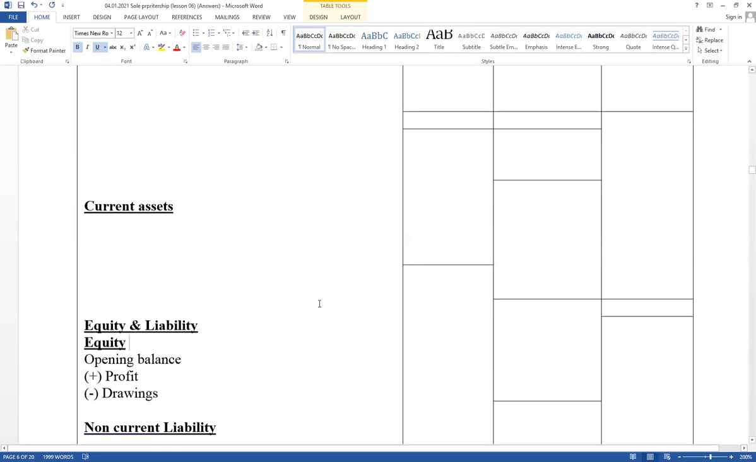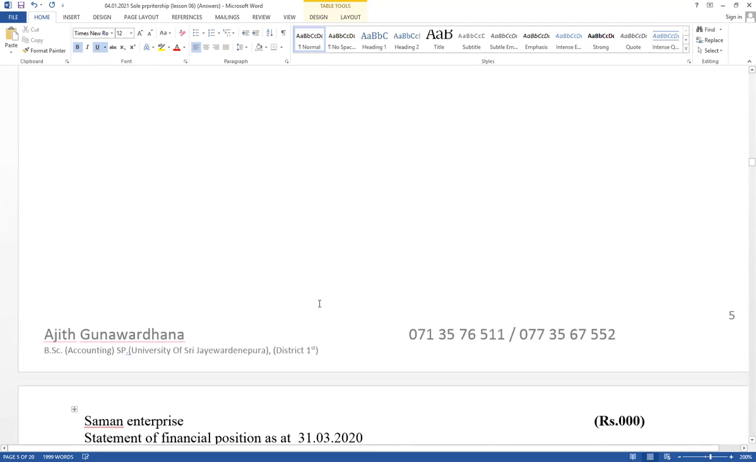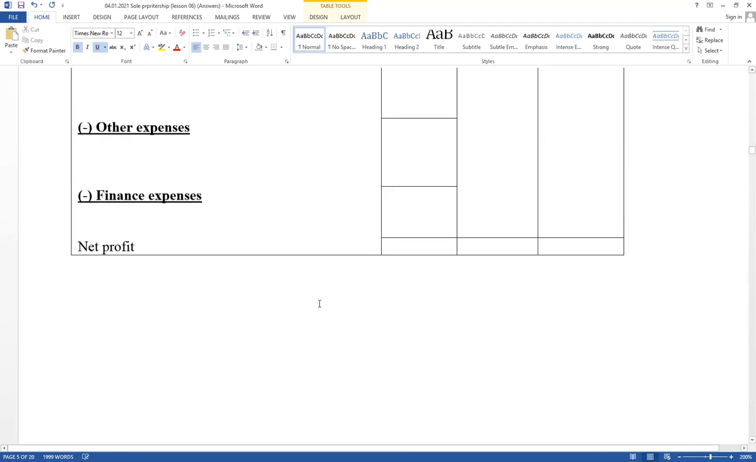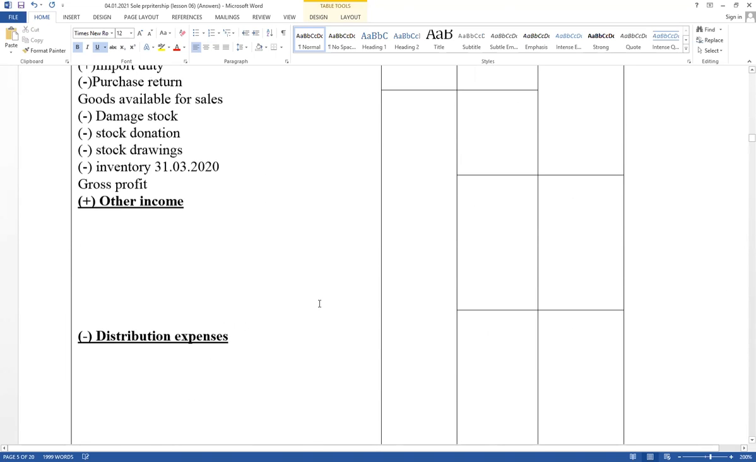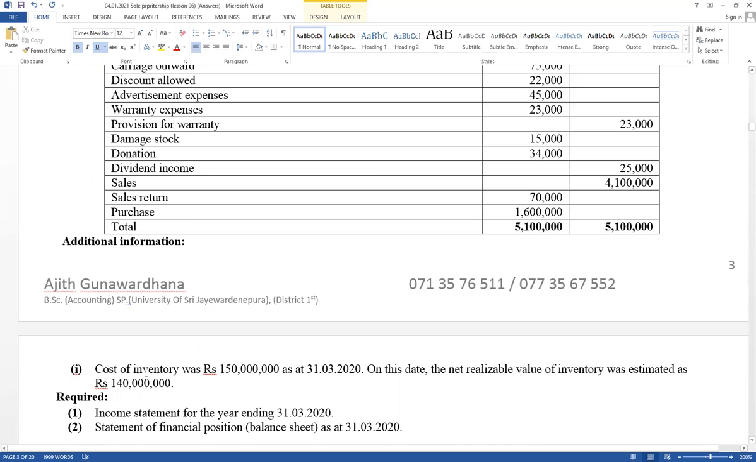Before answering the question, you have to prepare the format like this. This is a sole proprietorship. We are going to discuss how to prepare financial statements based on the trial balance. Now think about the trial balance. This is a trial balance.